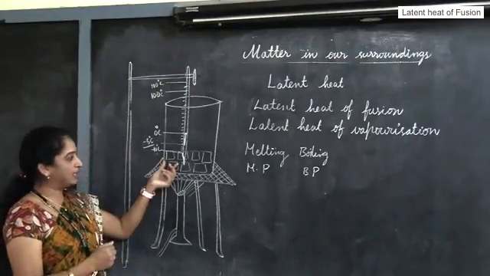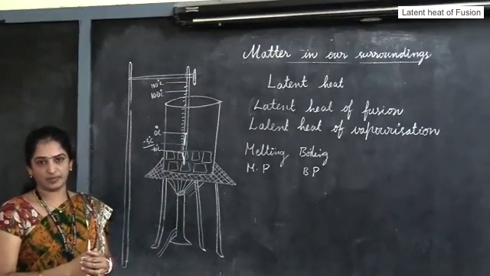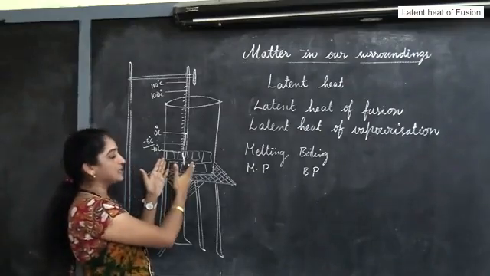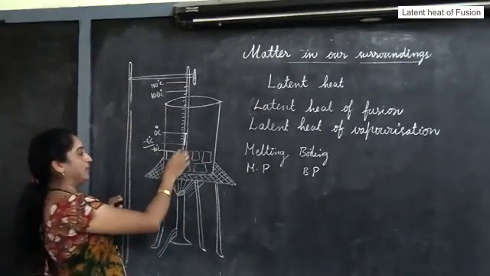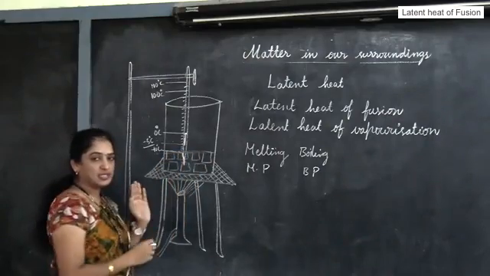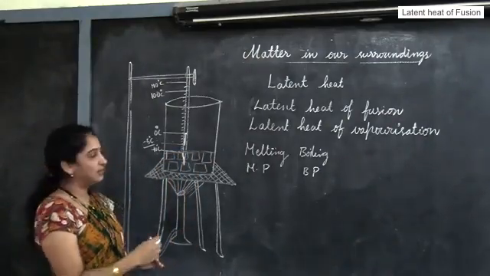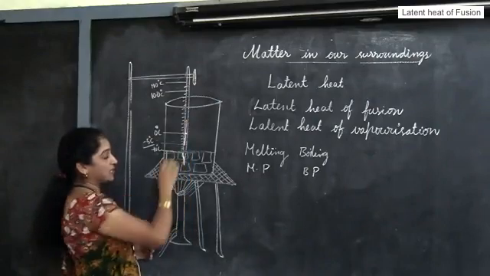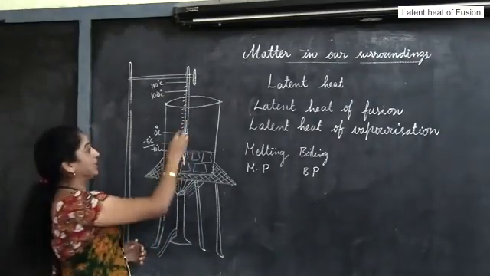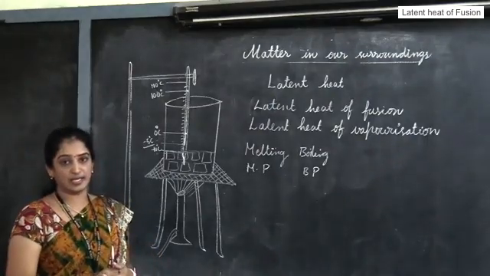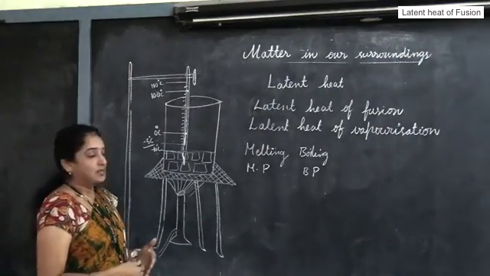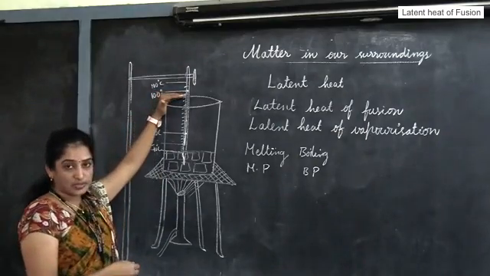So at its melting point, the process of melting takes place. That means the ice starts melting into water. Then completely the ice cube turns into water. Again the level of mercury starts rising. When it reaches 100 degrees centigrade, again the mercury level stops rising.